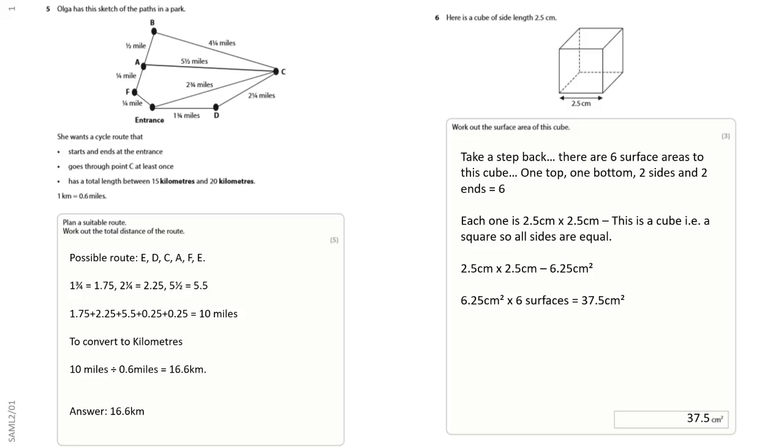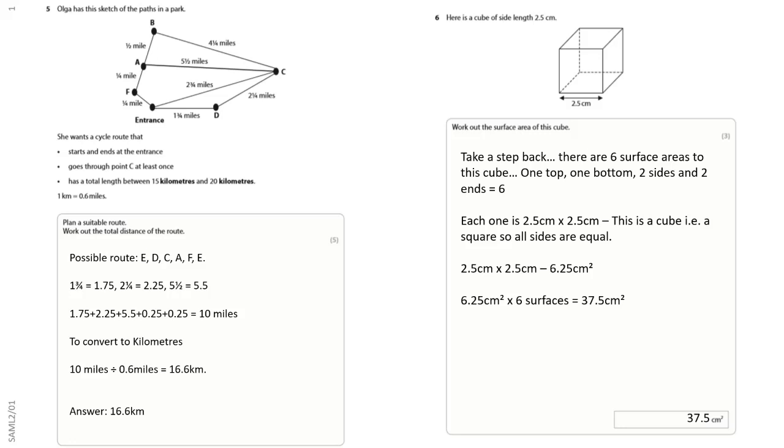Then you're given a conversion to put into kilometres, as ultimately you want your answer in kilometres. 10 miles divided by 6 miles is your 6.6 kilometres, which is the answer you're actually going to need. So that in its own respect is not such a complicated question as it initially looks. It's just a matter of reading it and plotting it.